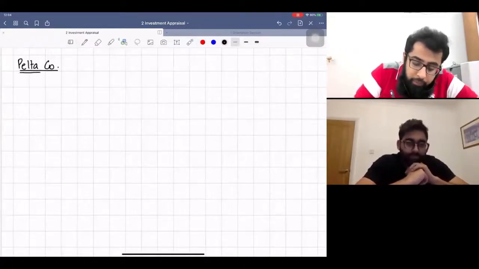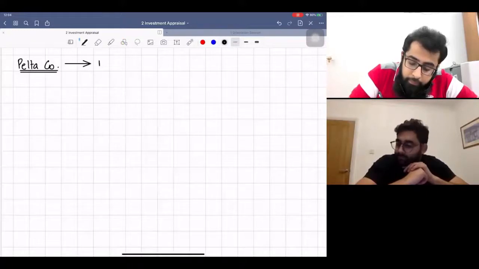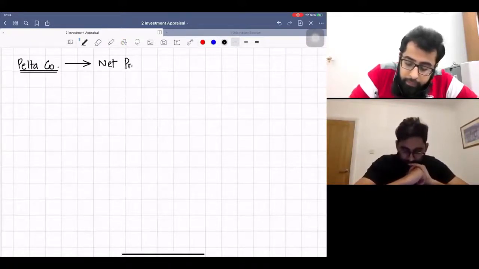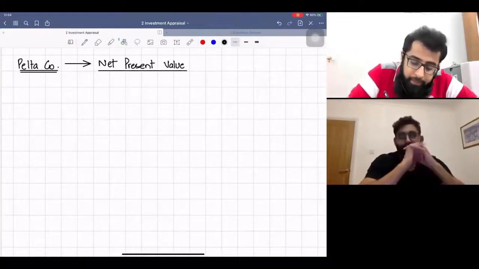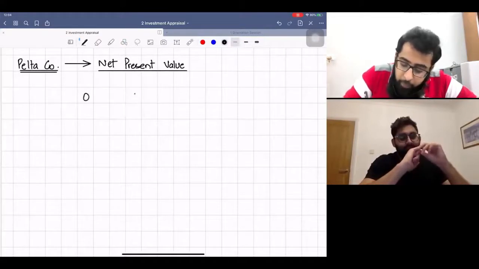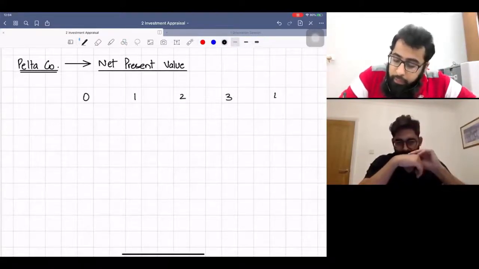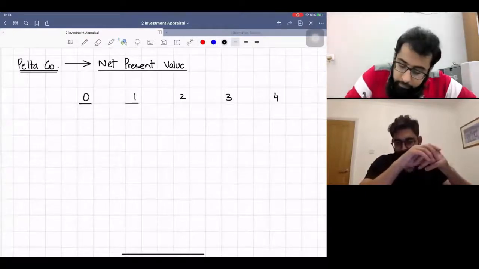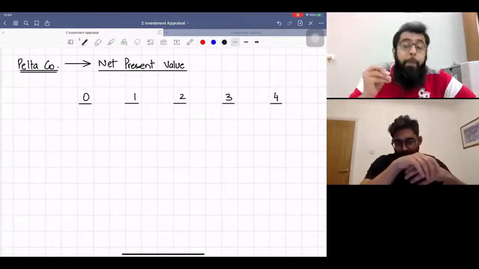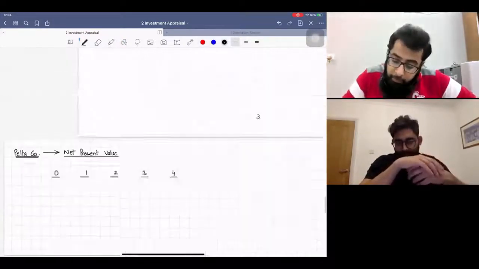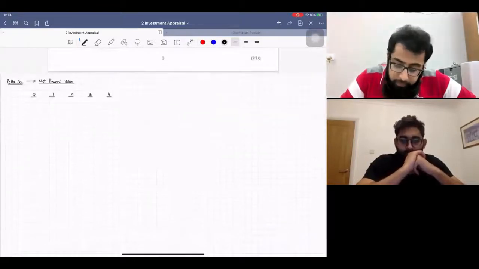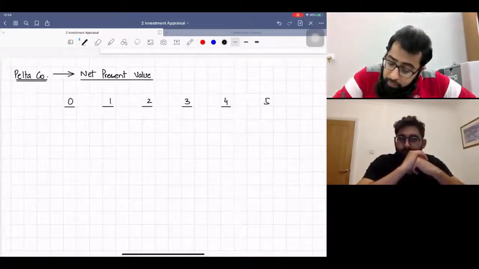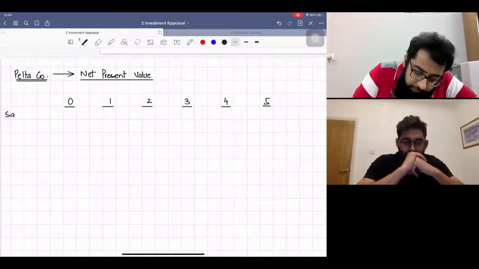The project appraisal will be for 4 years. Net present value. Year 0, year 1, year 2, year 3, and year 4. Now, I think the tax is payable in arrears, if I'm not wrong. Yes, the tax is payable in arrears. So if the tax is payable in arrears, then I have to make 1 more year for the last year tax. Now, first of all, I will put the sales.